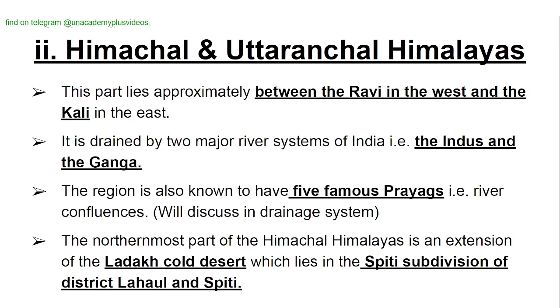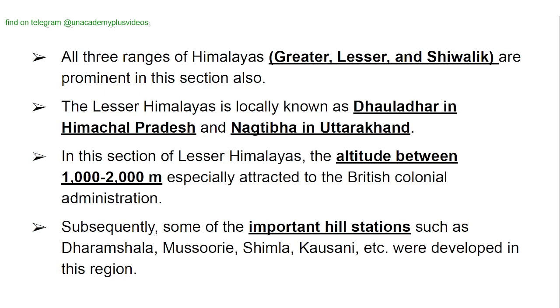subdivision of the district Lahaul and Spiti. All three ranges of Himalayas, Greater, Lesser and Shivalik are prominent in this section also. The Lesser Himalayas is locally known as Dhauladar in Himachal Pradesh and Nagtiba in Uttarakhand. In this section of Lesser Himalayas, the altitude between 1000 to 2000 meters especially attracted the British colonial administration. Subsequently, some of the important hill stations such as Dharmashala, Mussoorie, Shimla, Kausani, etc. were developed in this region.